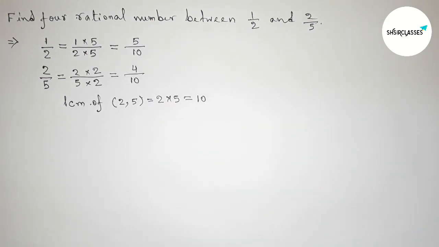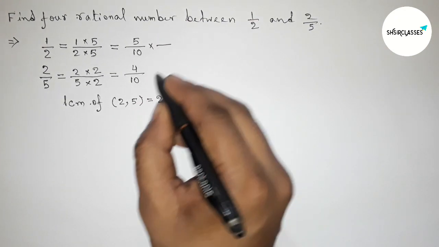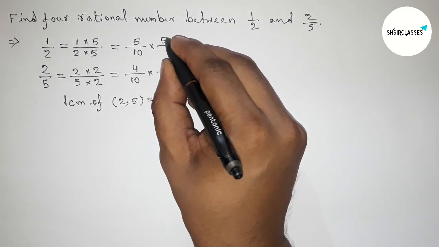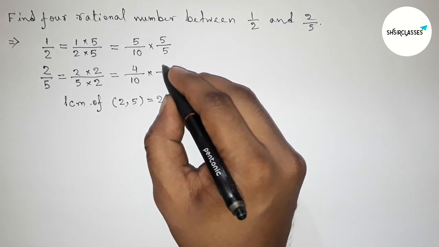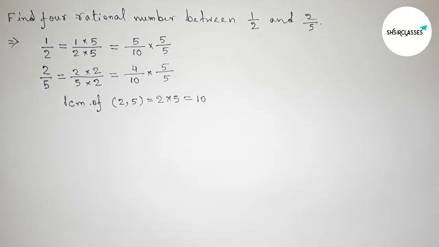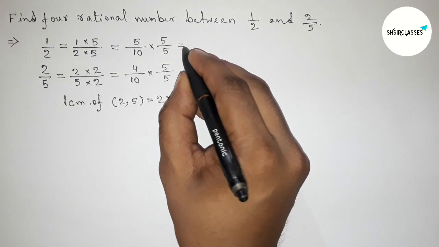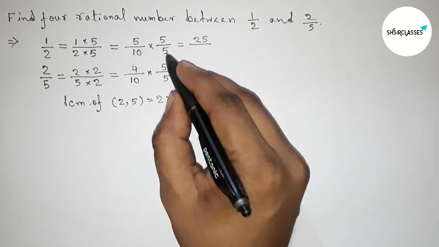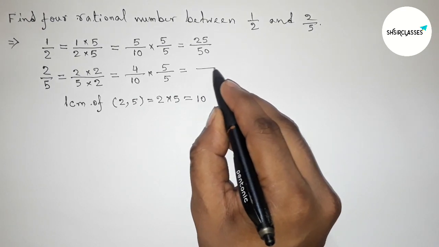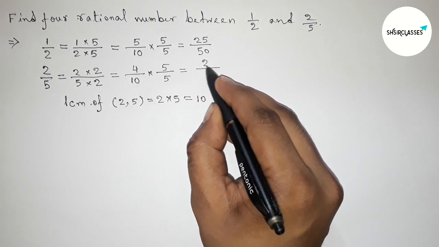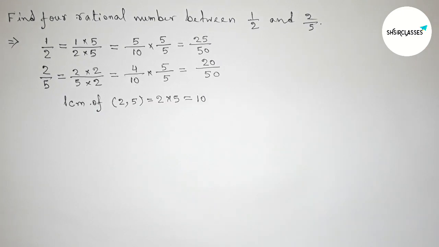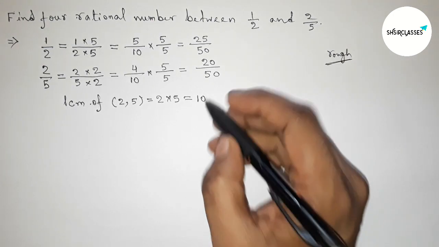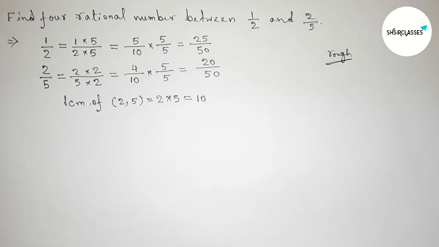Now we have to find 4 rational numbers. So again we have to multiply both numbers by a number. Taking 5 up and down here, and similarly 5 up and down here. Now calculating, 5 5s are 25 and 10 5s are 50. And 5 4s are 20 and 10 5s are 50. So now both the denominators are equal, 50.